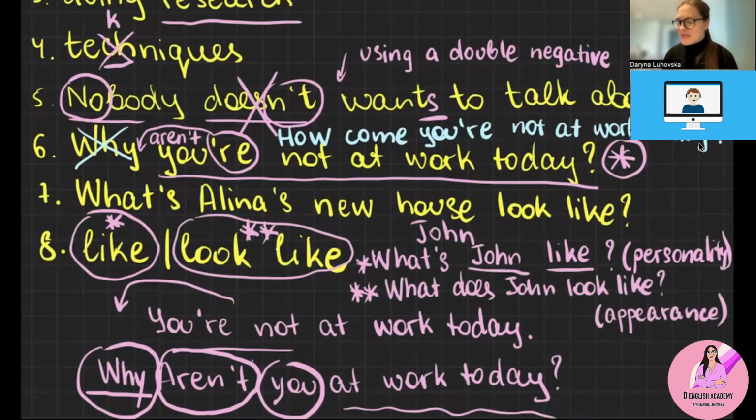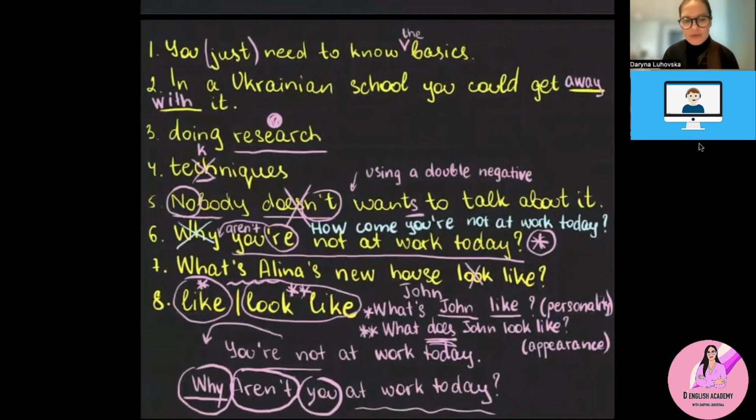Okay, so do we need: what's Alina's new house looks like? So then you need to change the beginning here. What Alina's? So you see this word here? Yeah. So, what does Alina's new house look like? You could do that, and you could also say, what's Alina's new house like? Okay, yeah, you could also do that. Okay, thank you. I will send you a picture of this. Okay.